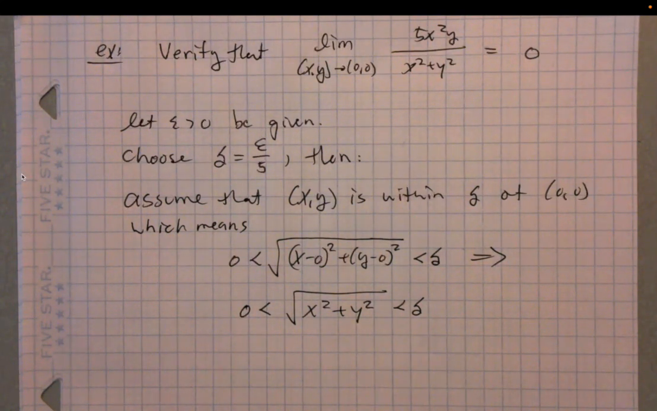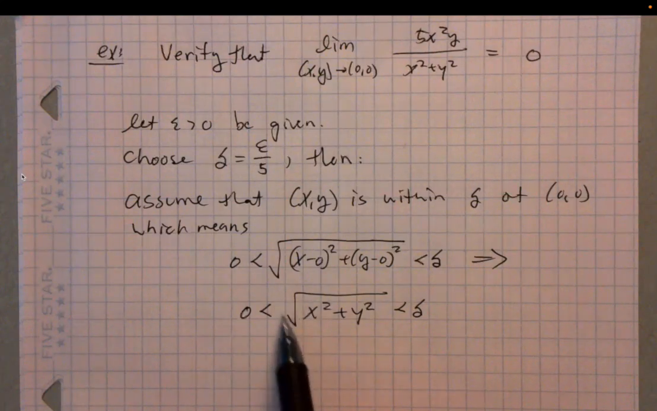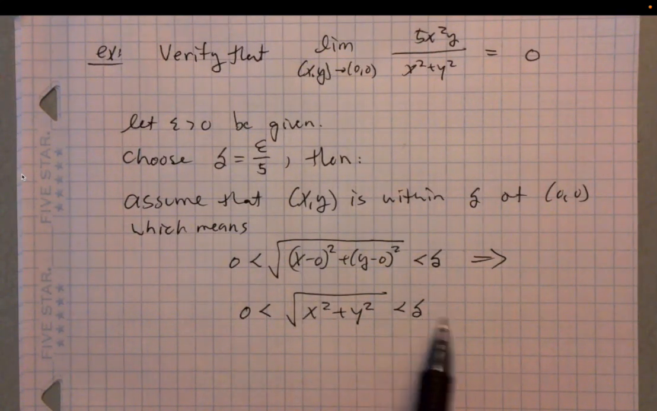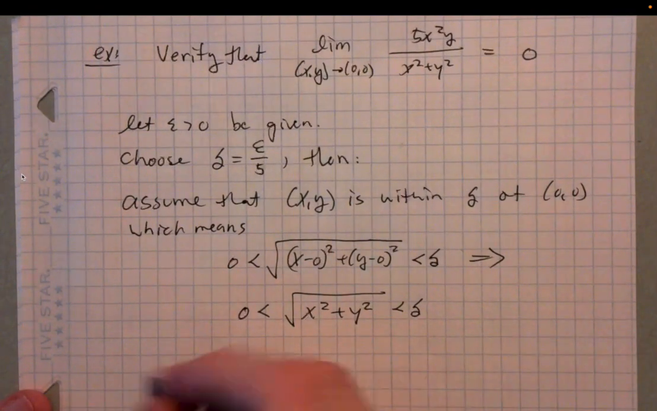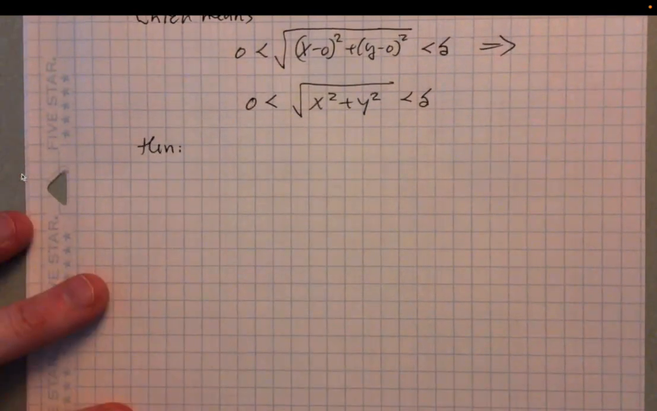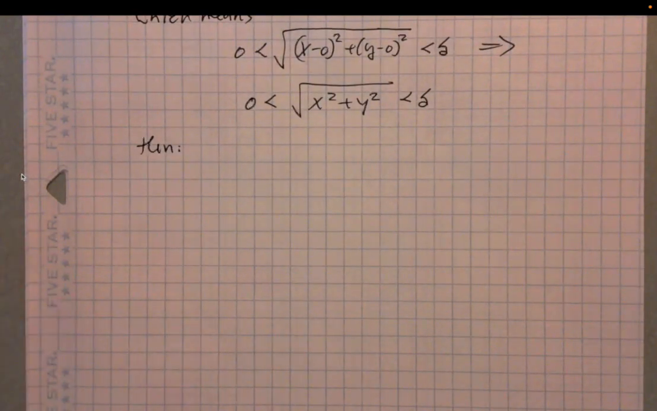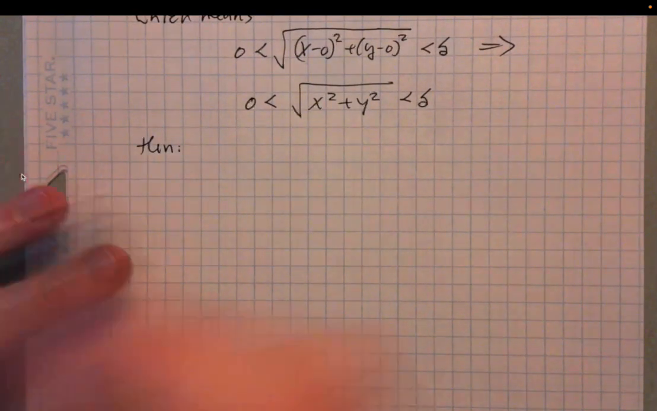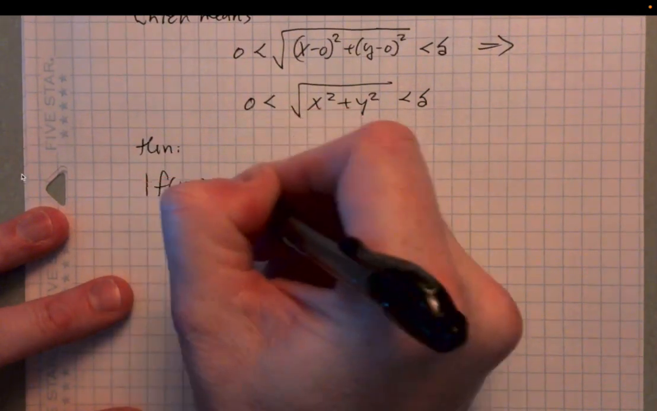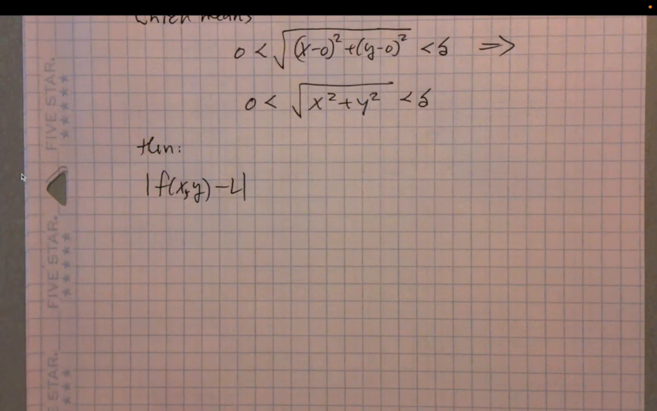So we know basically that the square root of x squared plus y squared is less than delta. Then, what does that imply? Well, here's where we'd have to go off to the side and do some work on the expression, but here's what you could get to. We want to show that this is less than epsilon.